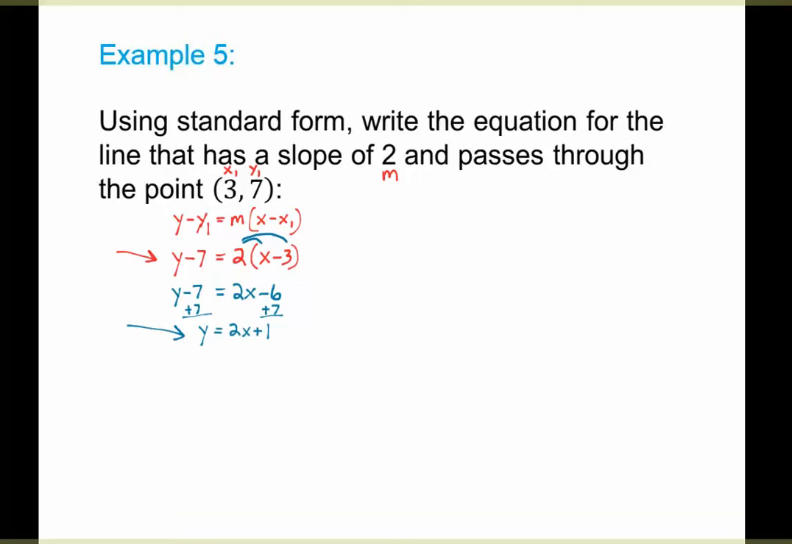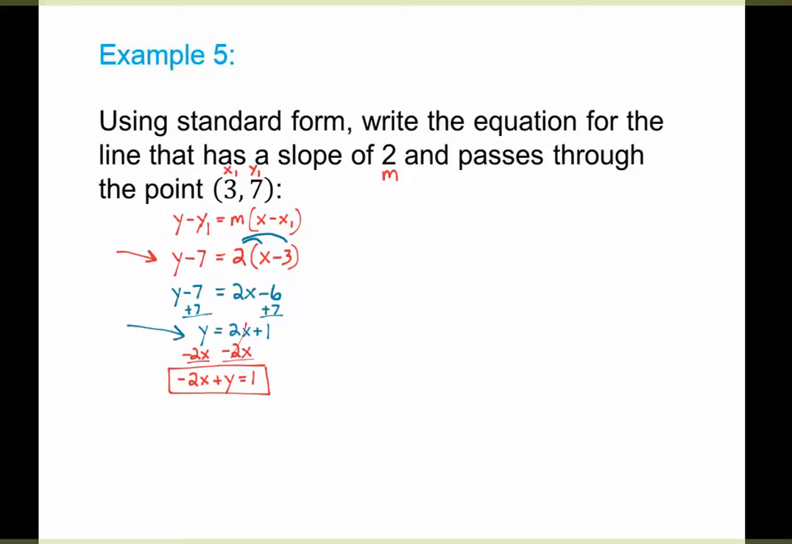Okay. Now let's go from slope intercept form. Let's take it all the way to standard form. Shouldn't be too hard. What would you do here to put this in standard form? Well, you can take away 2x from both sides. And when you do that, you're going to get negative 2x plus y equals 1. And that would be your standard form.